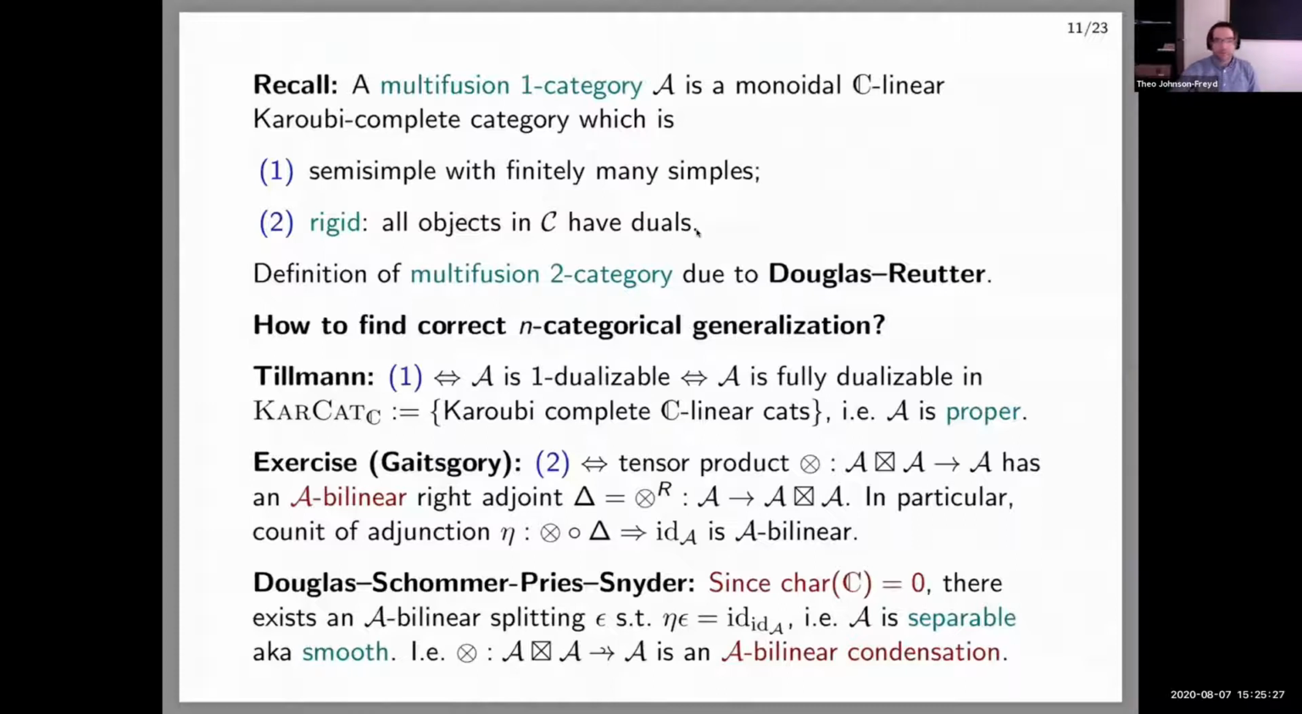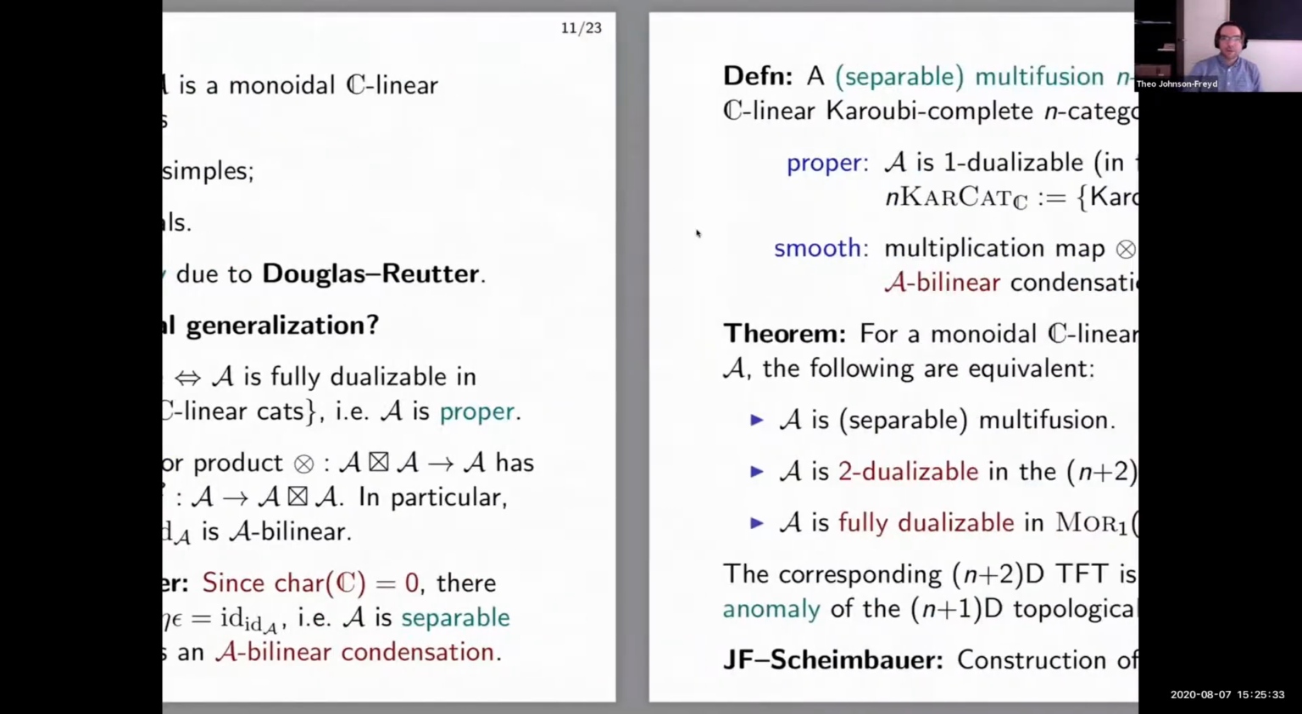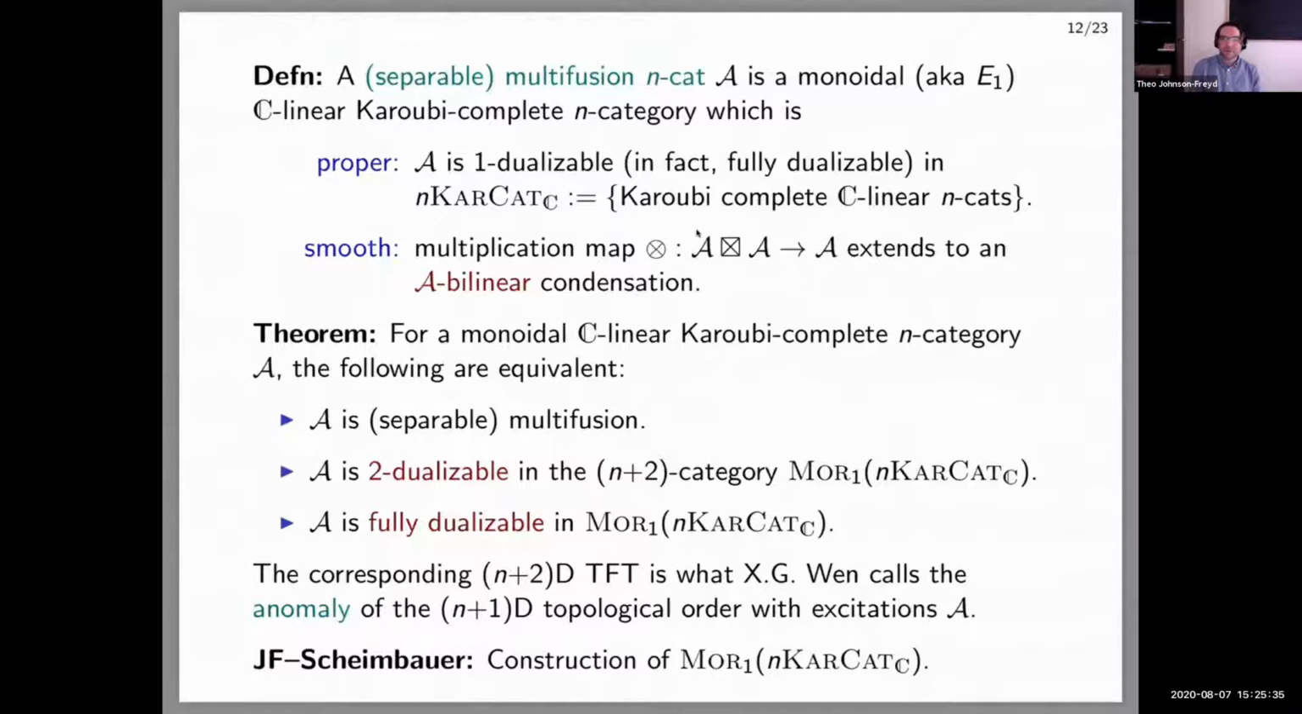And this is a definition that generalizes very well to higher categories. So just to repeat the definition, but now change all the numbers 1 to n. A separable multifusion n category for me is going to be a monoidal C-linear Karoubi complete n category which has two properties. It should be proper, meaning that the underlying n category, forgetting the monoidal structure, should be one dualizable among Karoubi complete n categories. And my theorem with David Jordan is that actually it's automatically fully dualizable. It's automatically n+1 dualizable.